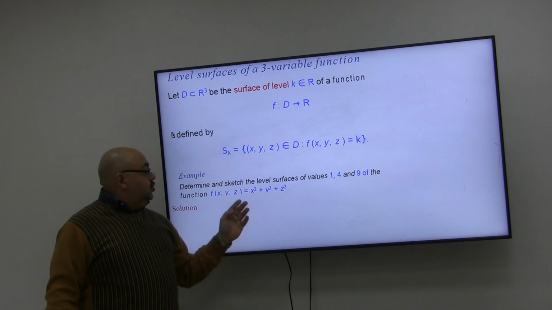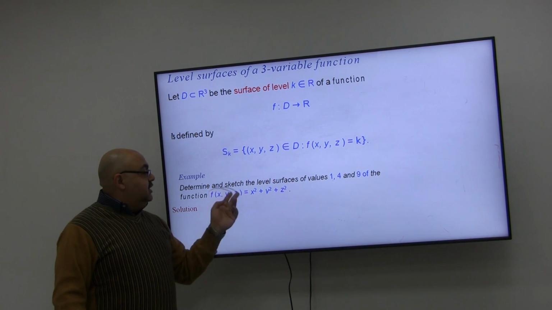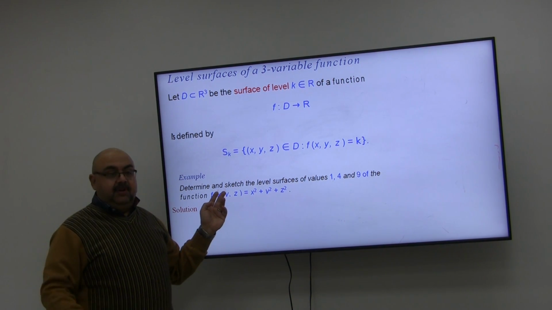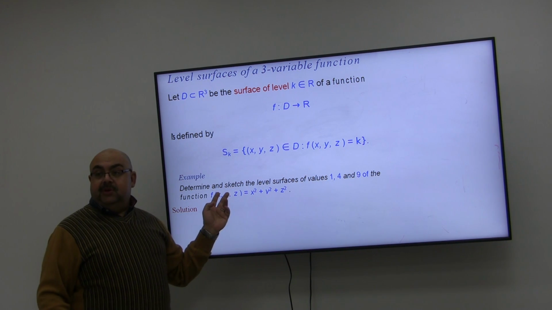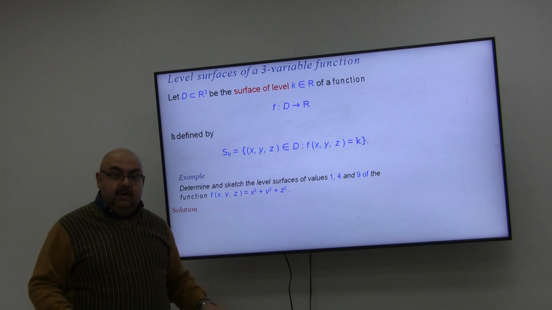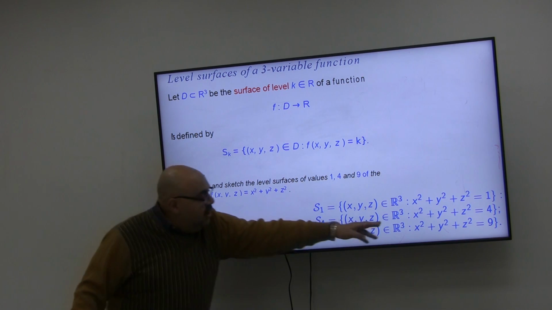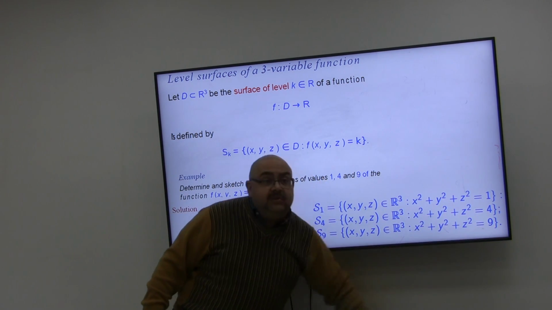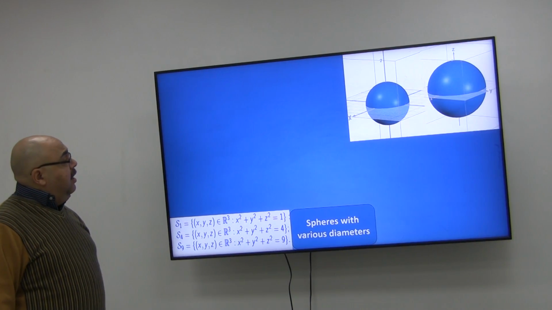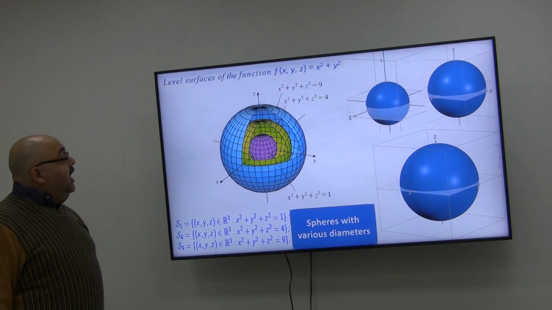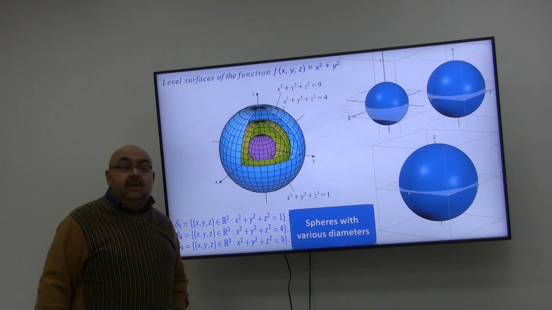So what I have to do is replace this by 1, which is going to be a sphere with radius 1. Replace this by 4, another, larger sphere, with radius equal to 2. 9 is going to be a larger sphere with a radius equal to 3, and so on. Okay? So these are the spheres, as I told you. The first sphere with radius 1, the second sphere with radius 2, the third sphere with radius 3. Spheres with various radii, those are our spheres, as you can see. If I put them all together, this is the smaller, the bigger, and the much bigger one.